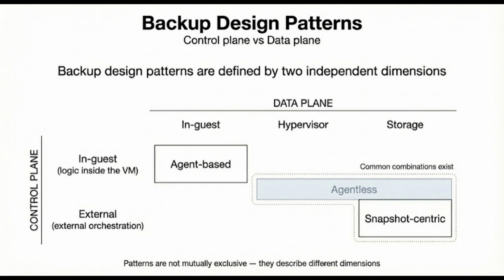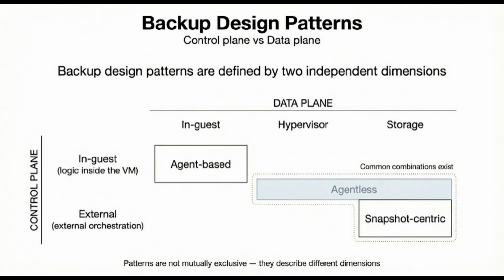When discussing backup in VM Essentials, it's very easy to mix up concepts like agentless and snapshot-based. The reason is that these terms don't describe the same thing. They actually describe two different design dimensions. The first dimension is the control plane, where the backup logic lives. That's where the distinction between agent-based and agentless comes from. The second dimension is the data plane, where data is actually captured. That's where snapshot-centric designs appear.